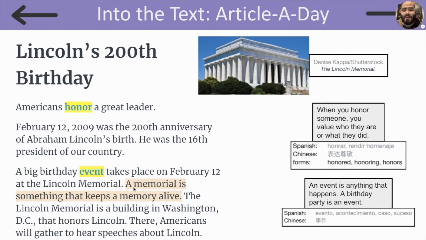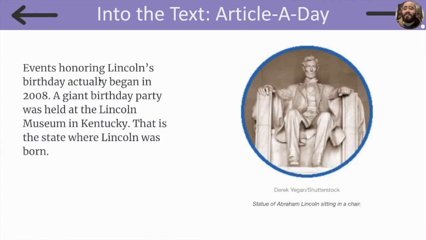A memorial is something that keeps a memory alive. The Lincoln Memorial is a building in Washington, D.C. that honors Lincoln. There, Americans will gather to hear speeches about Lincoln. This is a picture of the Lincoln Memorial. It is a building where people gather to honor Abraham Lincoln. Events honoring Lincoln's birthday actually began in 2008. A giant birthday party was held at the Lincoln Museum in Kentucky. That is the state where Lincoln was born.